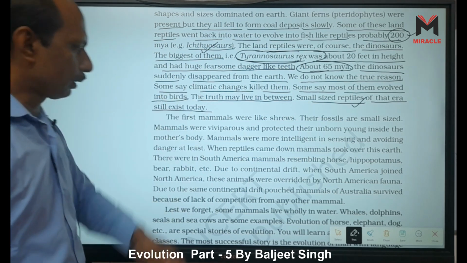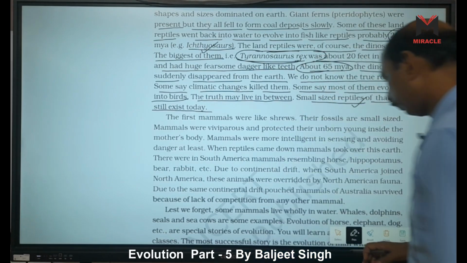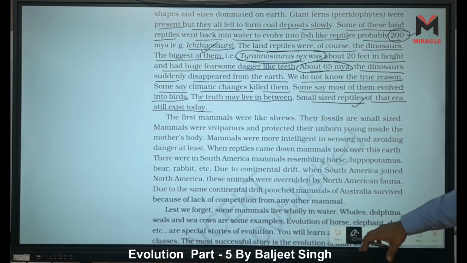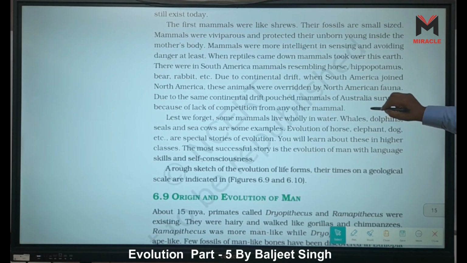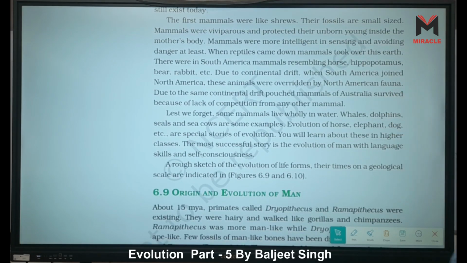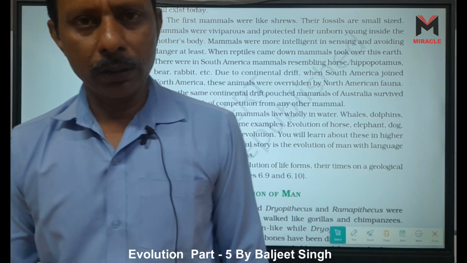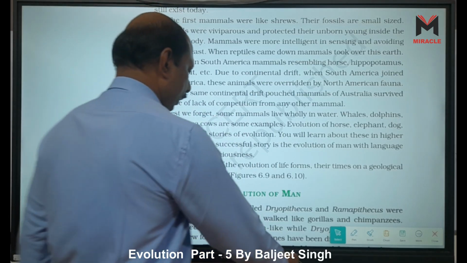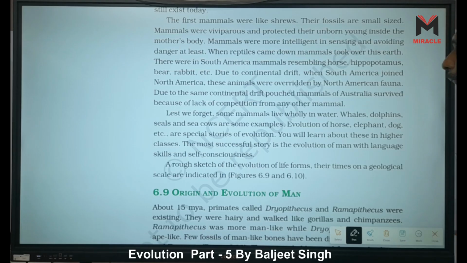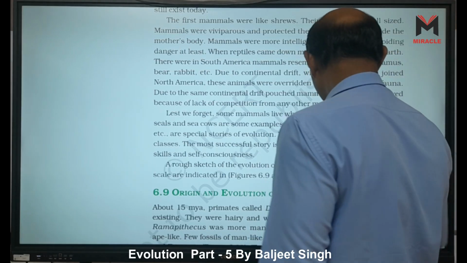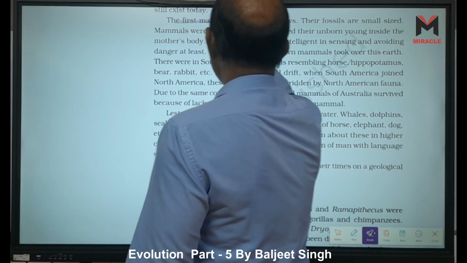Now this one is about mammals, whales. The first mammals were like shrews. First mammals, they are shrews, right? We can say these are our ancestors. Mammals' ancestor. The first mammals were like shrews.